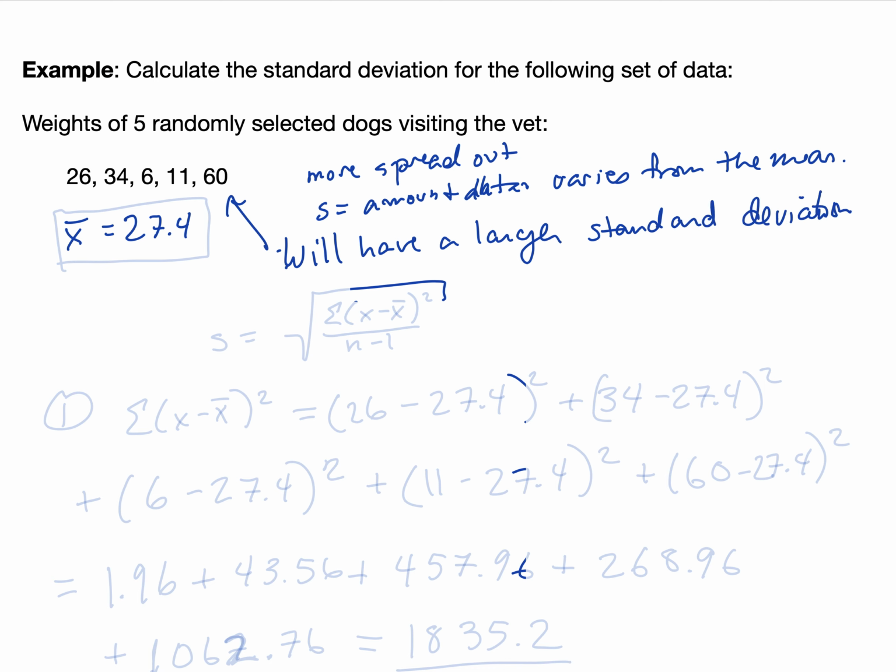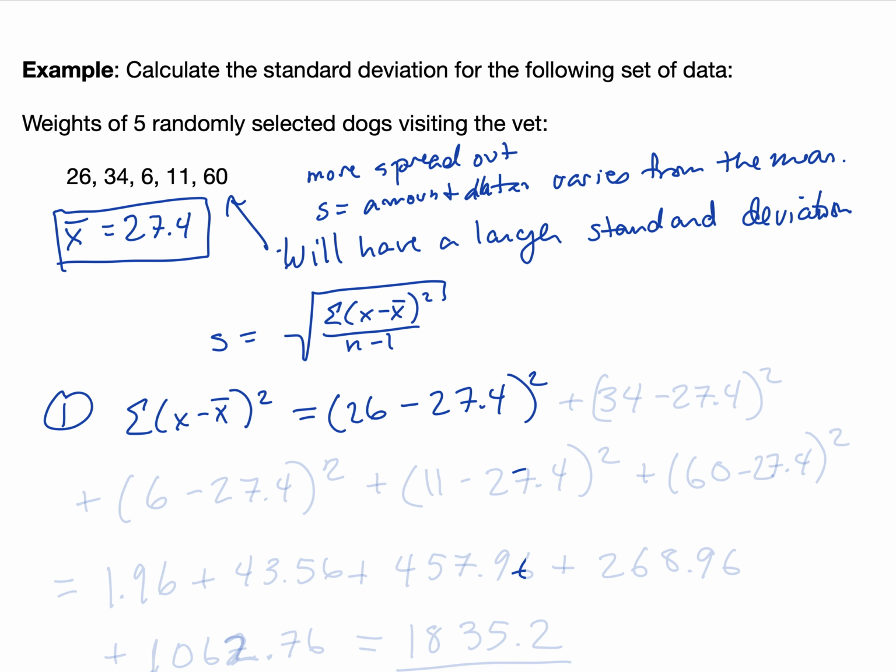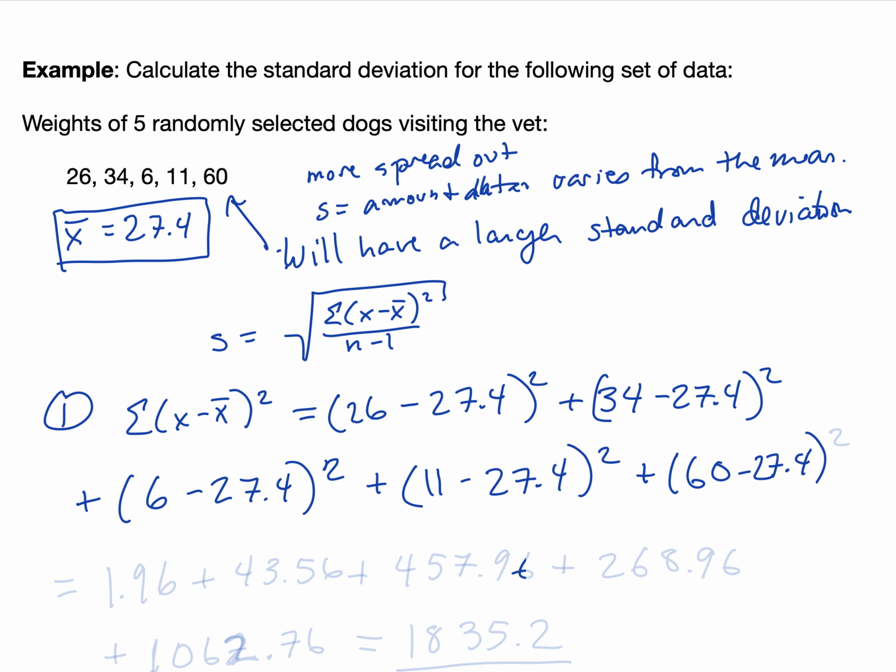All right, so now let's actually go ahead and calculate it. So our formula S for the standard deviation is the square root of the sum of each data value minus the mean squared divided by n minus 1, where n is the sample size. So first we could find the sum of each data value minus the mean squared. In our case, that would be 26 minus 27.4 squared. We're using this as the mean, which again you can calculate separately to verify if you wish, plus the next data value, 34 minus 27.4 squared, plus 6 minus 27.4 squared, plus 11 minus 27.4 squared, plus 60 minus 27.4 squared.